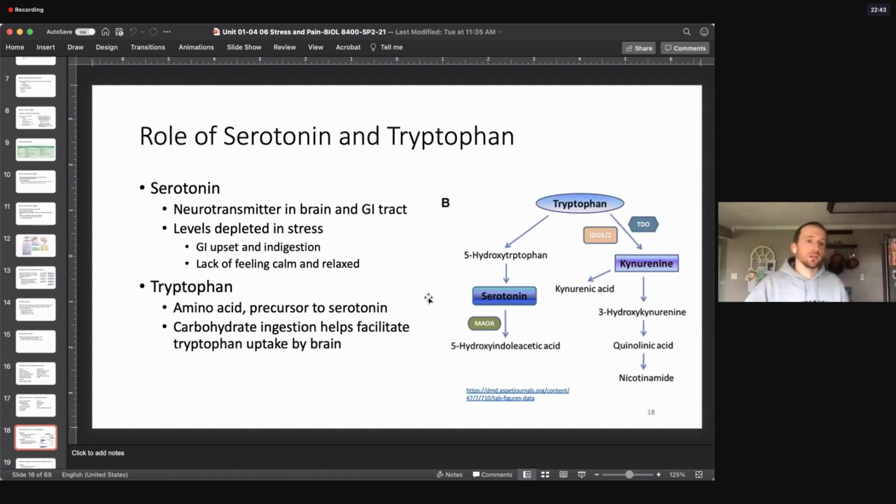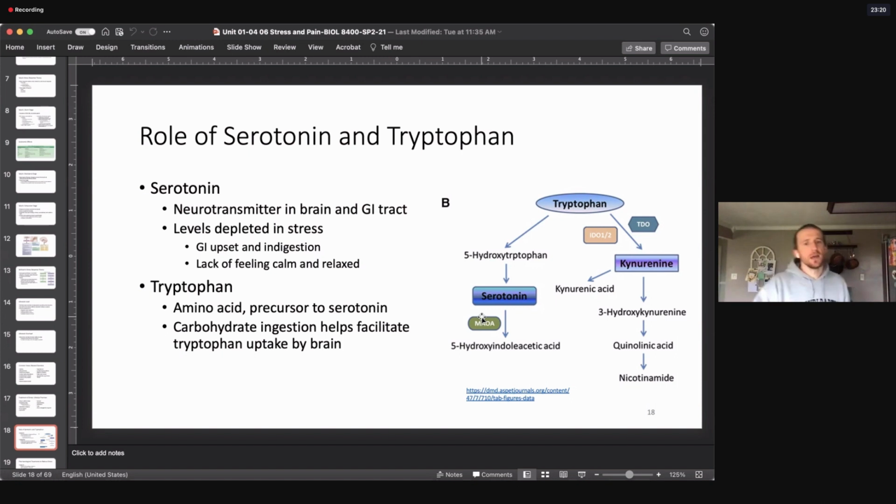And so with that in mind, what about the role of serotonin and tryptophan? Tryptophan's one of my favorite amino acids, that or glycine, because it's the easiest. Serotonin is a neurotransmitter in the brain. It is also produced in the GI tract. And during stressful responses, it's well characterized that levels of serotonin plummet. This is one of the reasons why people who are stressed have a feeling of anxiousness and anxiety. They don't feel relaxed. But it's also why stress can upset your stomach, because that serotonin production gets dysregulated.